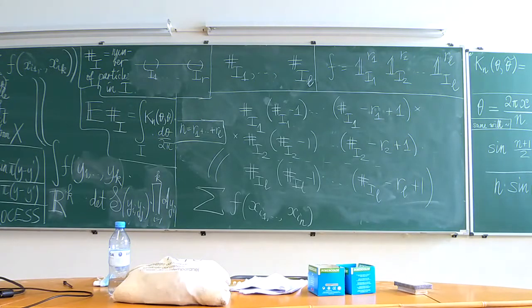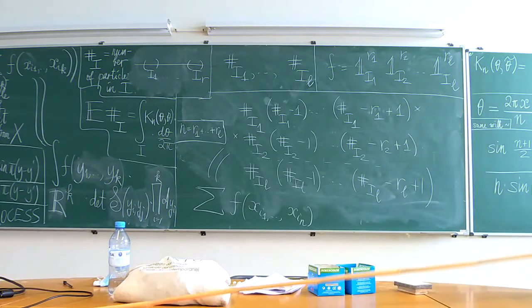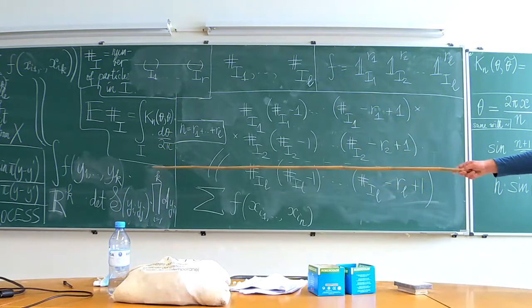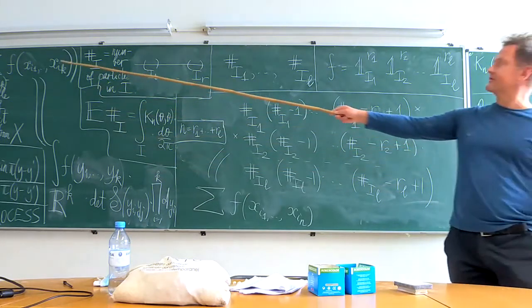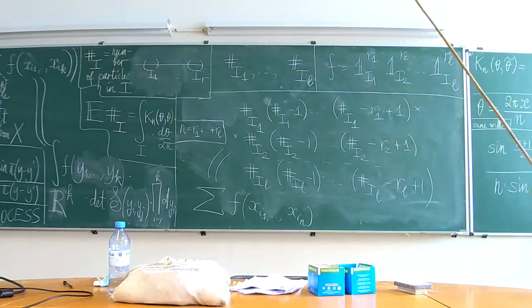So, at this point, we observe that knowing these integrals is exactly the same as knowing joint moments of these variables. Of course, knowing joint moments of random variables is not the same as knowing the joint distribution, but in many cases it is. And so here, this is exactly so.